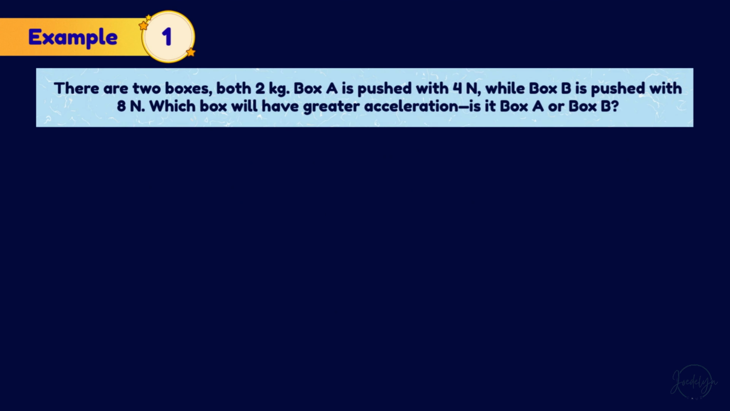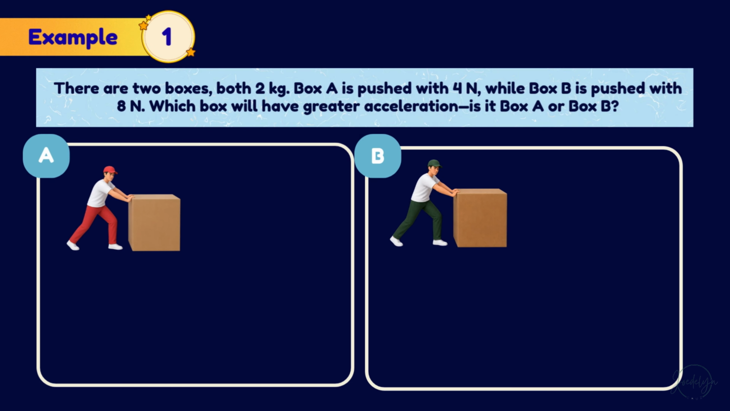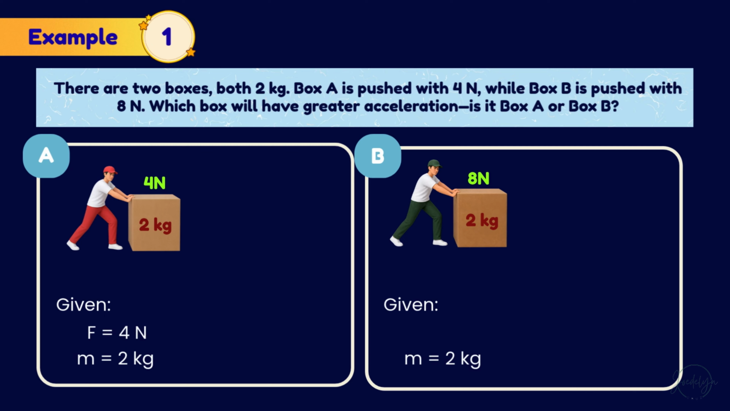For example, there are two boxes, both 2 kilograms. Box A is pushed with 4 newtons, while box B is pushed with 8 newtons. Which box will have greater acceleration? Is it box A or box B? Let's compute the acceleration of both boxes. Get the given first. Both have a mass of 2 kilograms. The force of box A is 4 newtons, while that of box B is 8 newtons.